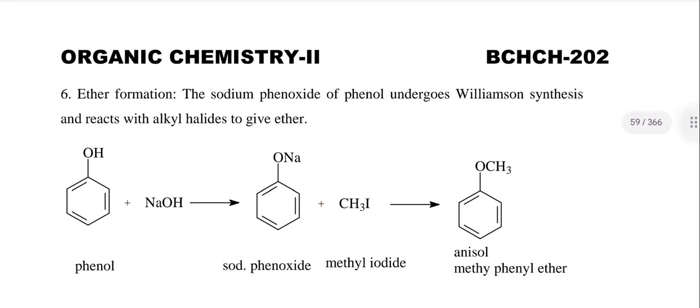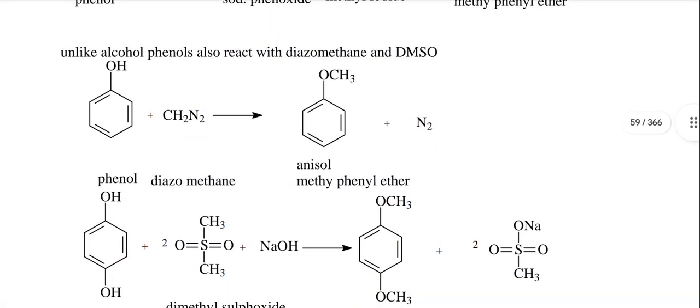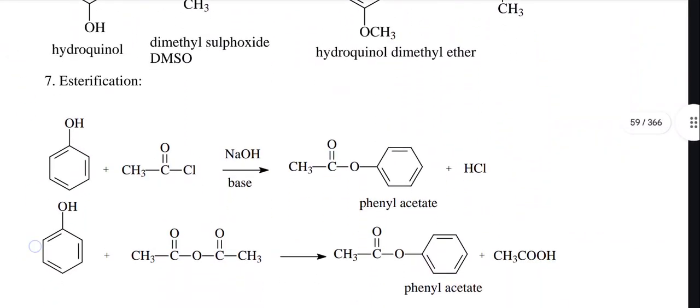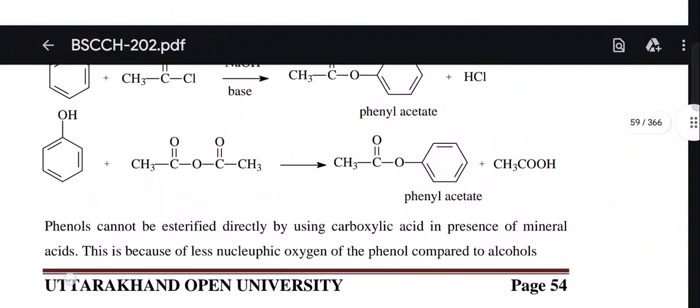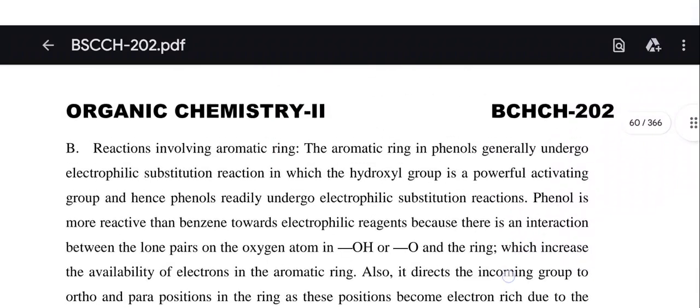Ether formation. The sodium phenoxide of phenol undergoes Williamson synthesis and reacts with alkyl halide to give ether. Unlike alcohols, phenols also react with diazomethane and DMSO. Phenols cannot be esterified directly by using carboxylic acid in the presence of mineral acid. This is because of the less nucleophilic oxygen of phenol compared to alcohols.